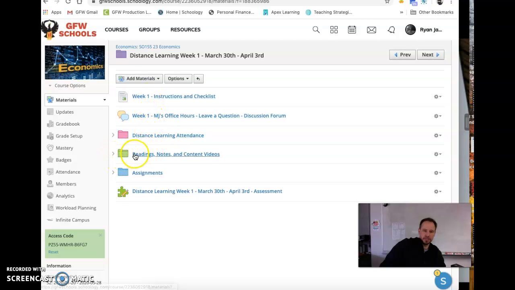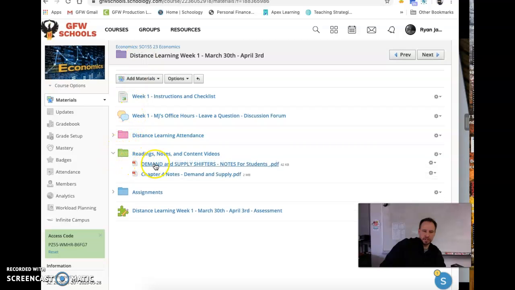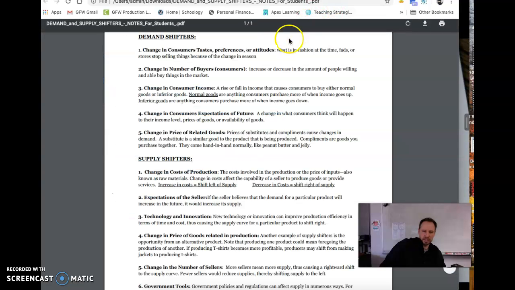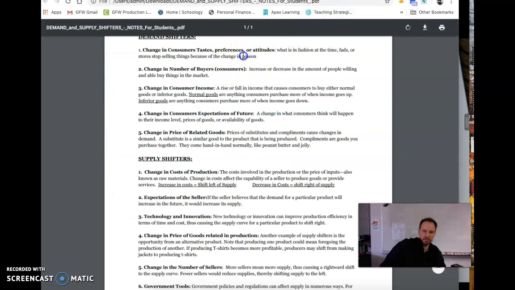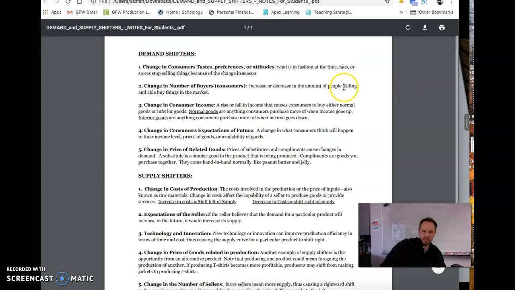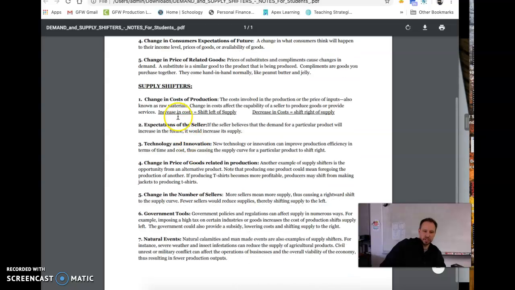So one sheet that would be helpful, and I know Schoology has not been real cooperative, is in your green folder in your purple packet: the demand and supply shifters notes. That'll look like this, and this is going to give you all of the demand shifters: change in income, change in the number of buyers, change in tastes and preferences, expectations of the future, and price of related goods.